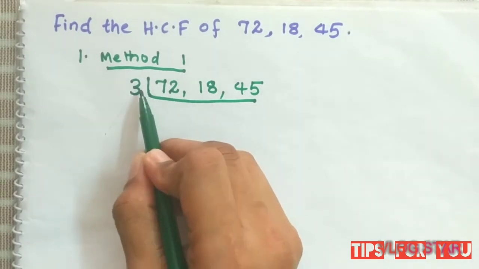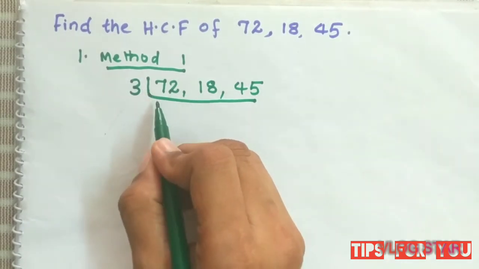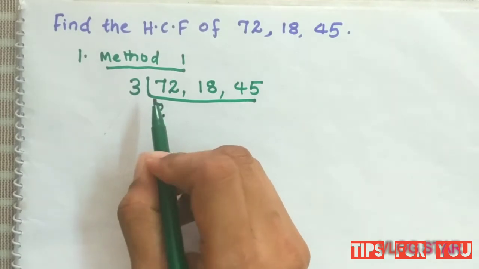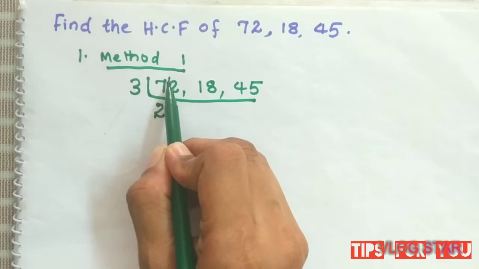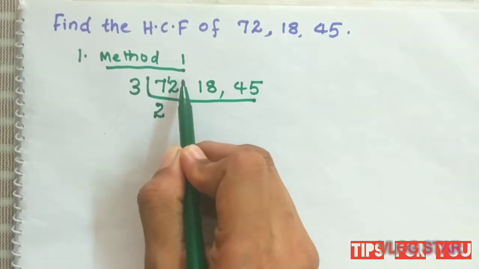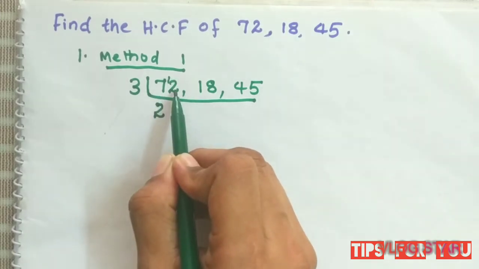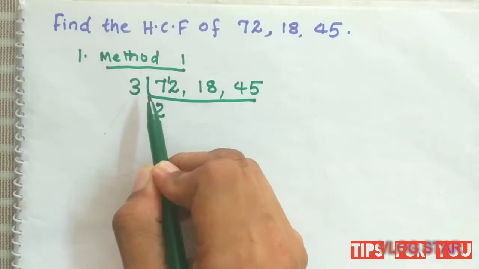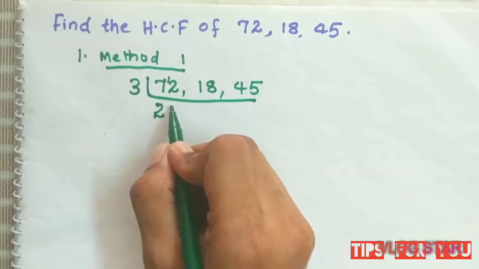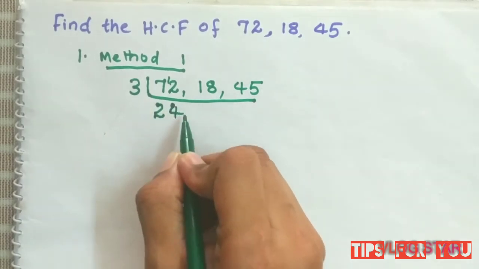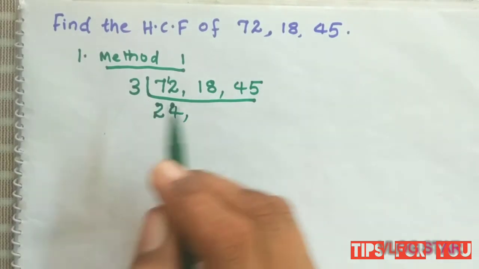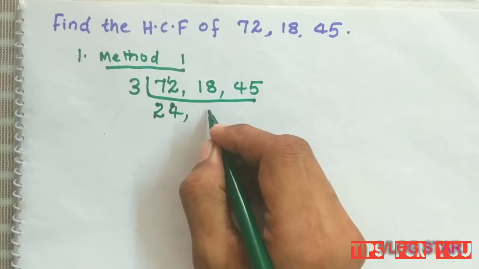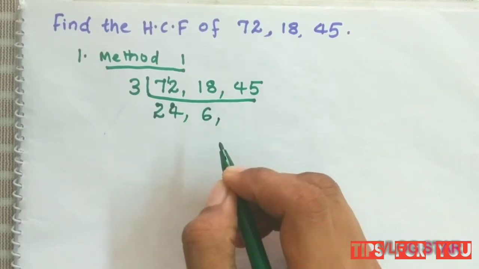How many 3's are there in 7? There are 2 3's in 7, giving the remainder 1. So we will write 1 here. So 1, 2 gives 12. How many 3's are there in 12? In 12 there are 4 3's. So we will write 4 here. Next, in 18 how many 3's are there? In 18 there are 6 3's. So we will write 6 here.